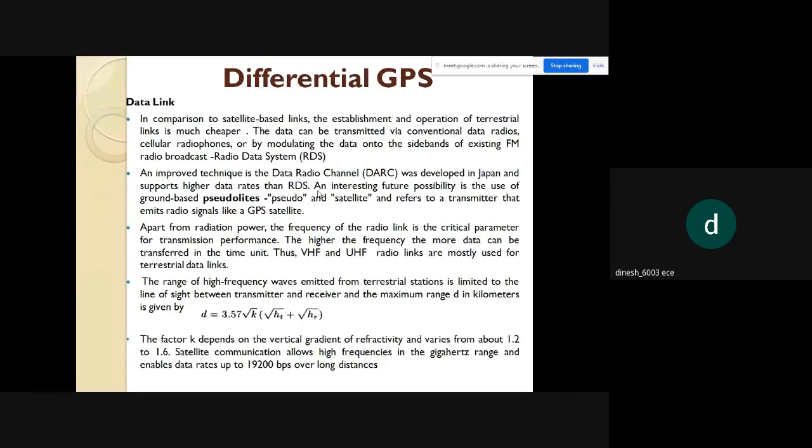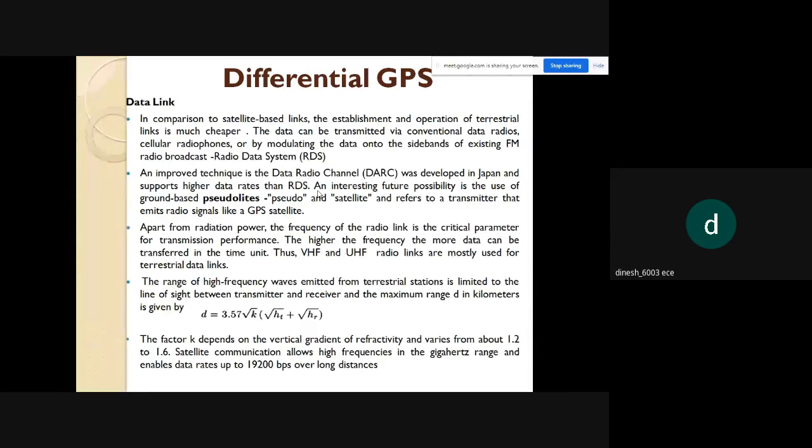So how do we find the maximum range distance? D is equal to a factor 3.57 times the square root of K. This K depends upon the vertical gradient of refractivity and it should vary only from 1.2 to 1.6. The choice of this depends upon the terrestrial conditions. In some conditions we may choose 1.2. If it is a hilly region, or if it is surface, we consider it as 1.6. In that range we can have it.